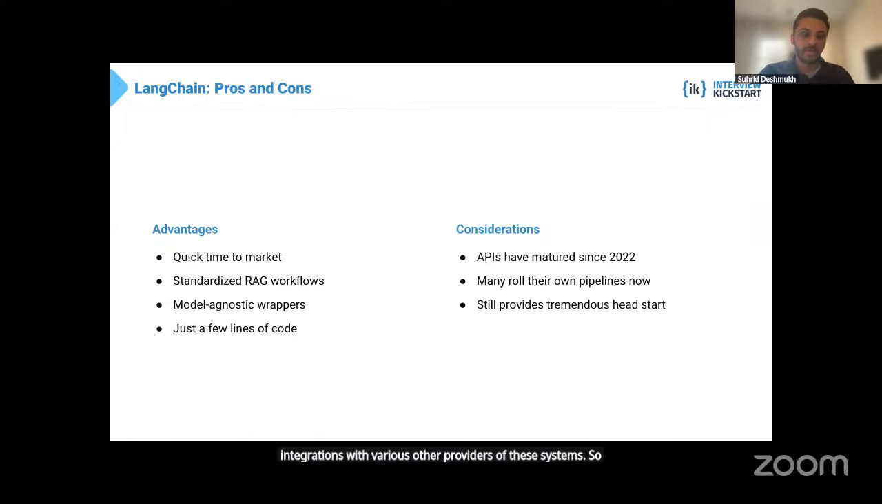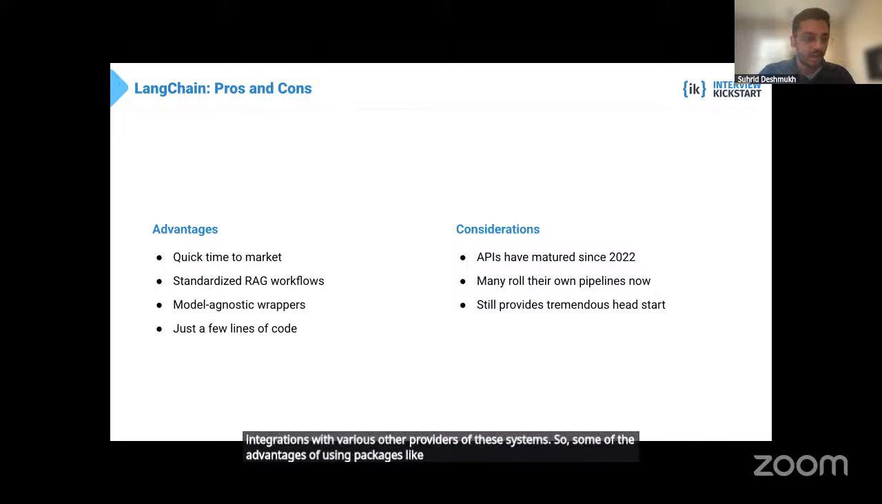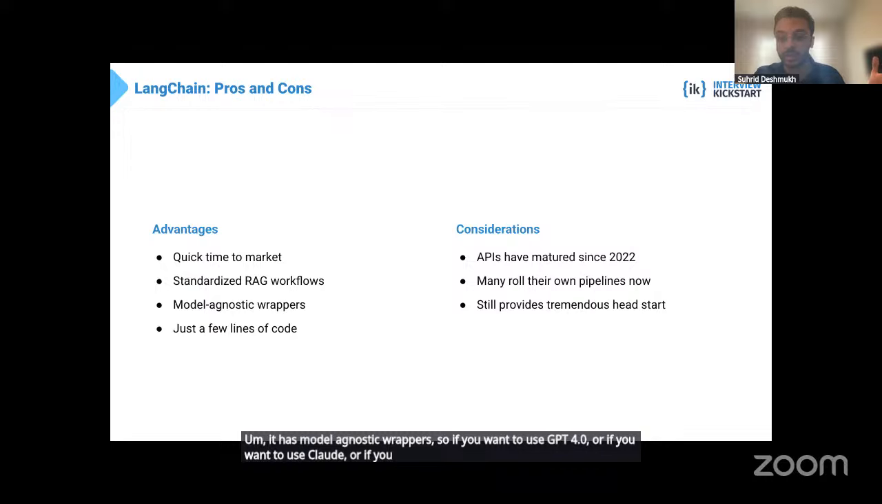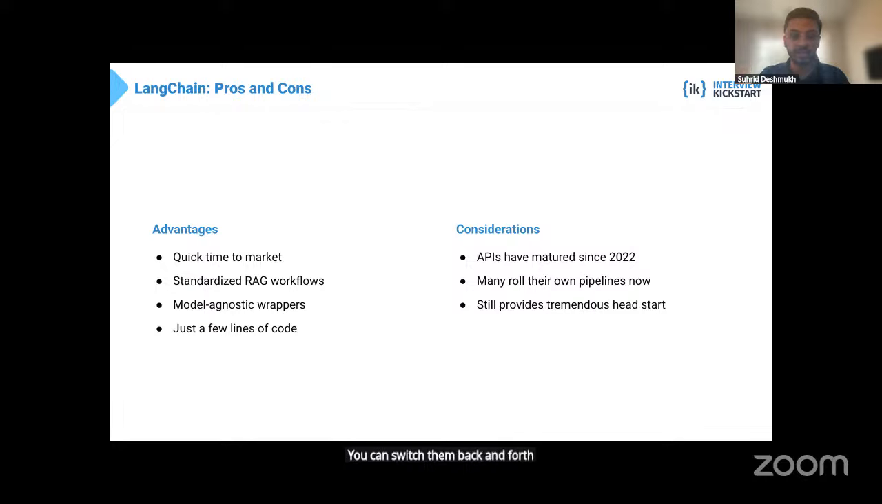Some of the advantages of using packages like LangChain are that you can build a strong proof of concept relatively quickly. It has standardized workflows for not just RAG-based applications, but a variety of other LLM-based applications. It has model agnostic wrappers, so if you want to use GPT-4o, or Claude, or some other company's LLM, you can switch them back and forth fairly easily with just a few lines of code.